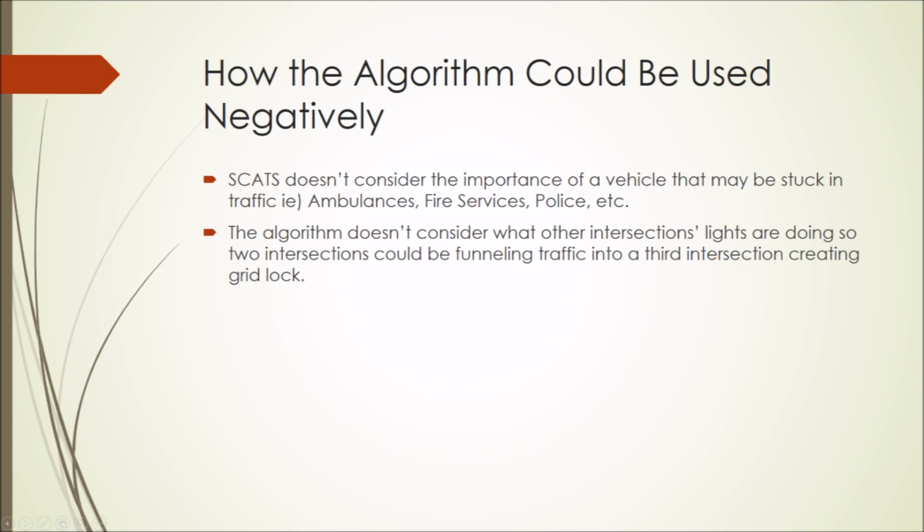There are a couple ways that SCATs could be used negatively. It does not consider the importance of a vehicle that may be stuck in traffic, for example, ambulances, fire services, police, etc. The algorithm also does not consider what other intersections' lights are doing, so 2 intersections could be funneling traffic into a 3rd intersection, creating gridlock.